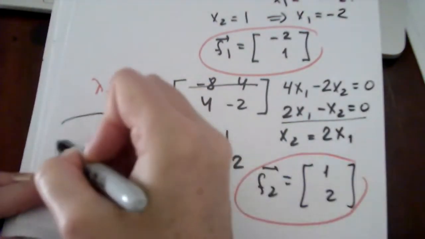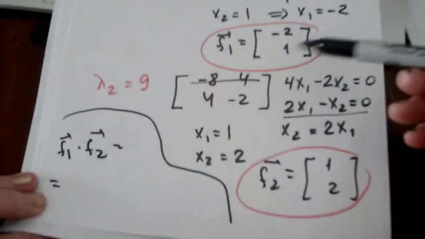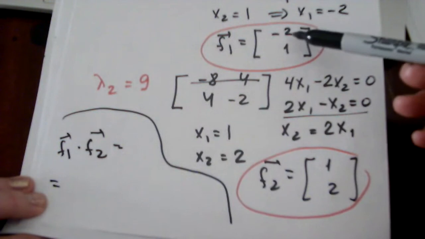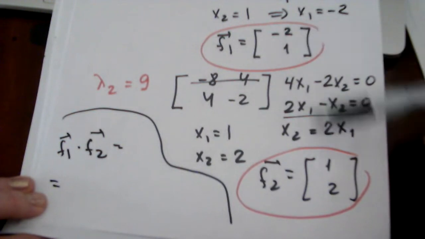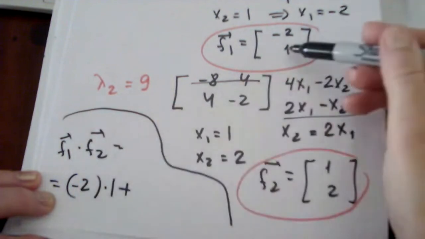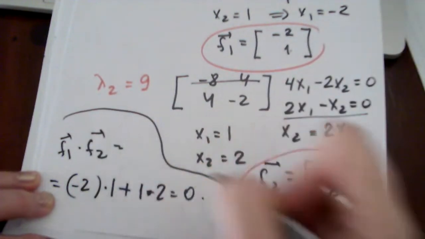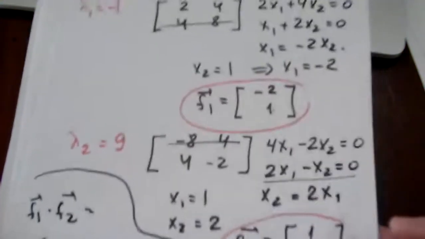So let's check. So f1 times f2, how do you calculate scalar product? The first coordinate here times the first coordinate here. So minus 2 times 1 plus the second coordinate times this second coordinate times 2. Aha, it will be zero. So everything is correct so far, at least.